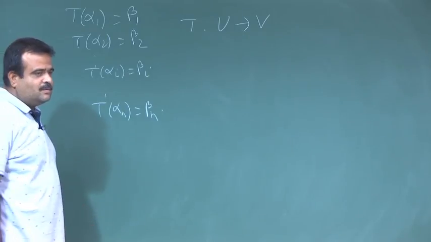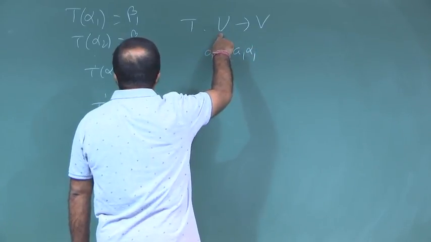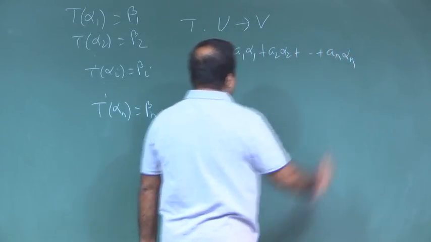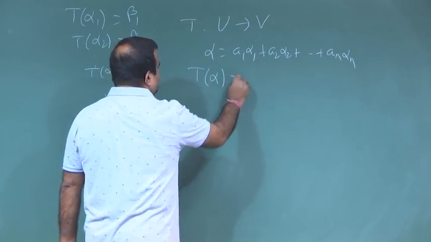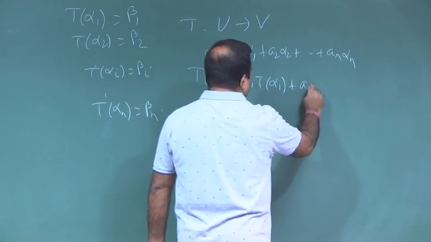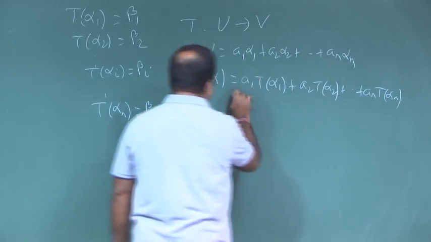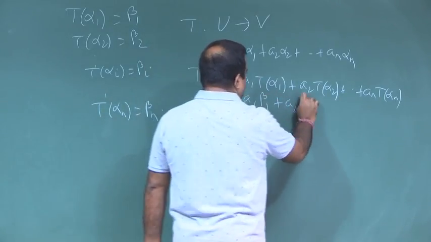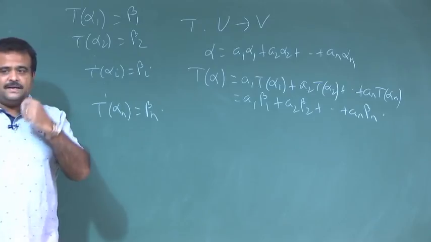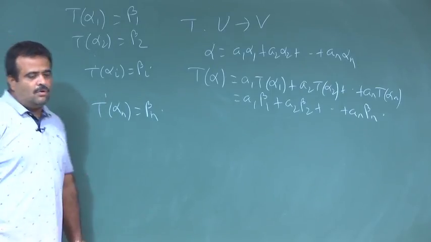Now, how do we get this transformation? Suppose we take an alpha from U. So, alpha is a member of U, and it can be written as a linear combination of the vectors in the basis, a 1 alpha 1 plus up to a n alpha n. So, how do we define T alpha? T is a linear transformation, so T alpha is defined as a 1 T alpha 1 plus a 2 T alpha 2 plus up to a n T alpha n. This is basically a 1 beta 1 plus a 2 beta 2 plus up to a n beta n. This is the way we define T from U to V. We take any alpha from U and this is the way we define it.